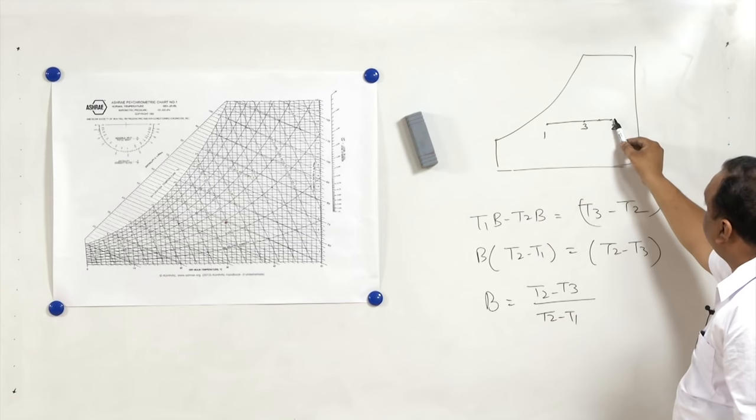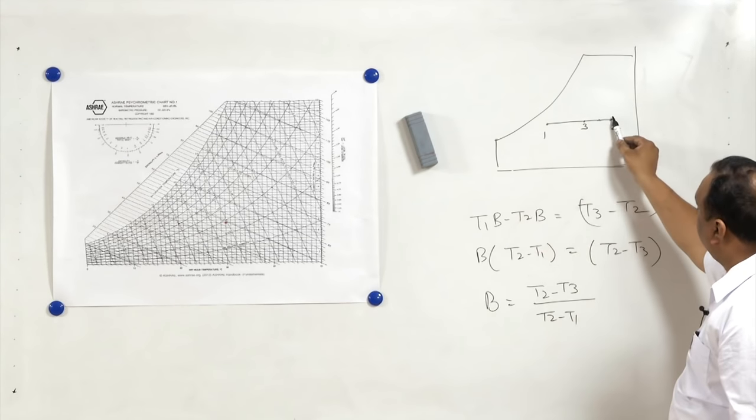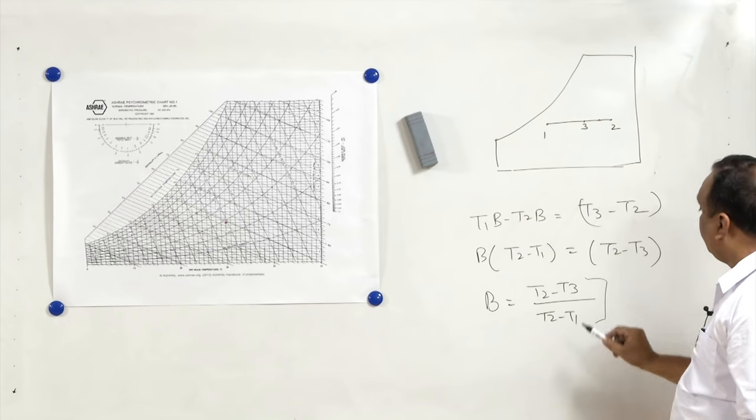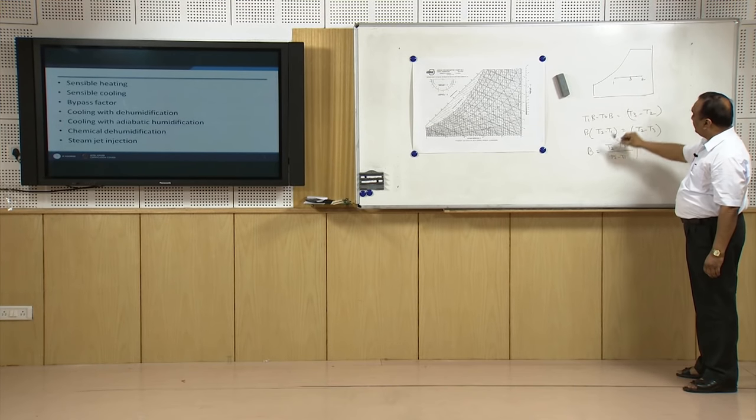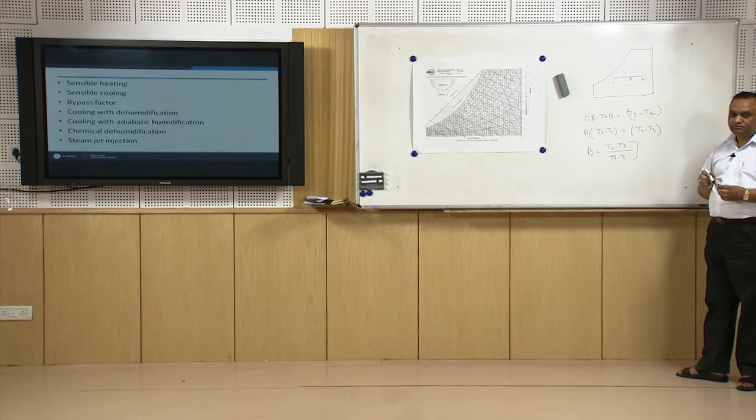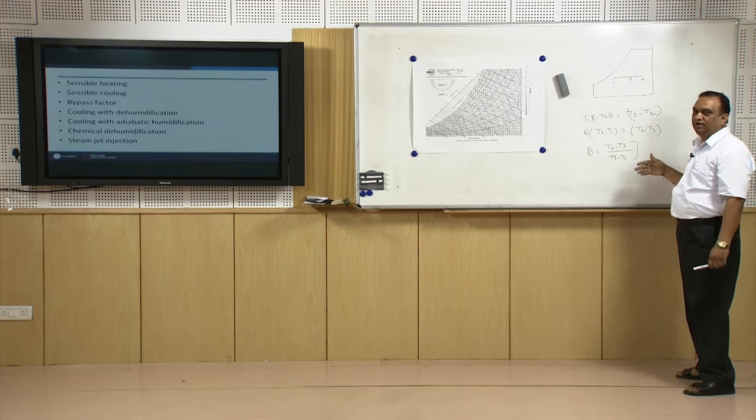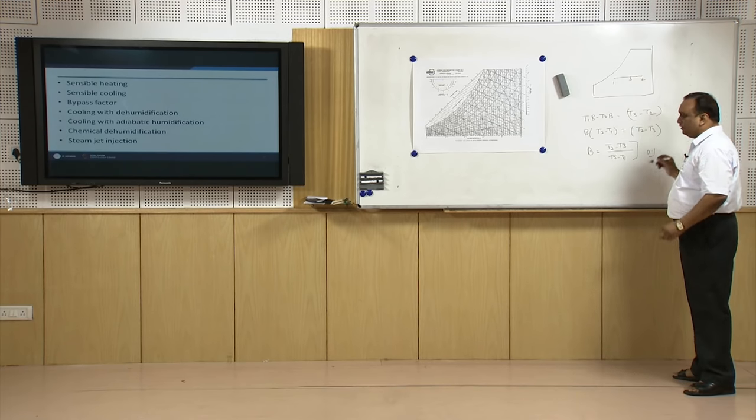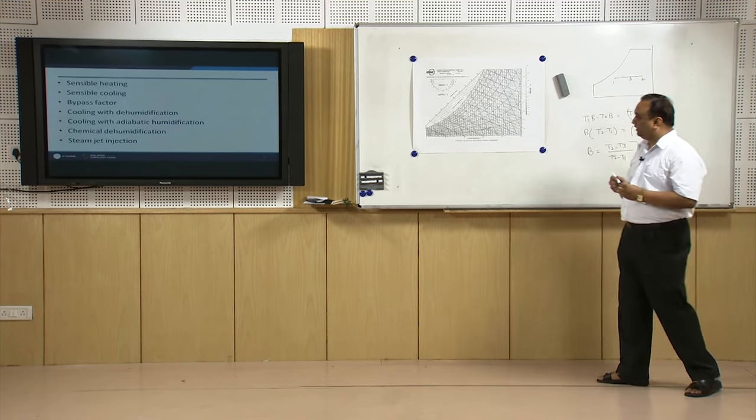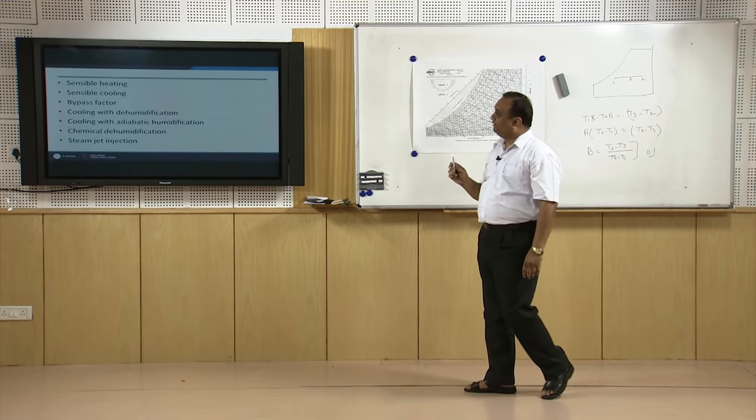And this is the maximum possible temperature rise in the air. This ratio will give the bypass factor. The closer point 3 is to 2, the less the bypass factor. Normally, when we design the coil, a bypass factor of less than 0.1 is always considered, or it is appreciated. So, this is the bypass factor.